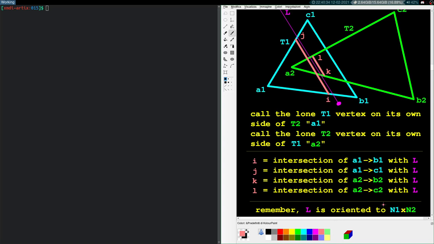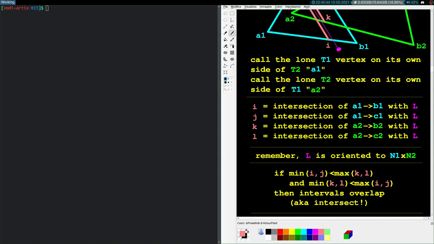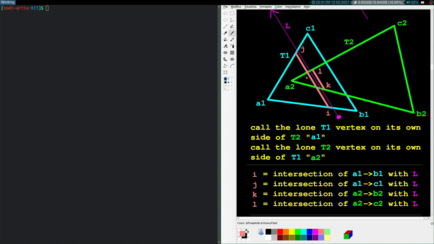And remember, L is oriented along N1 cross N2, N1 being the normal of triangle T1, N2 being the normal of triangle T2. So the way this works is you do a simple min-max evaluation. And if that min-max evaluation evaluates a certain way, you can say that intersection occurs or not because the intervals overlap or do not. So in this case, looking from this point in pink here outwards along line L, is the minimum of IJ less than the maximum of LK? And is the minimum of LK less than the maximum of IJ? If those both are true, you're guaranteeing that the intervals overlap.